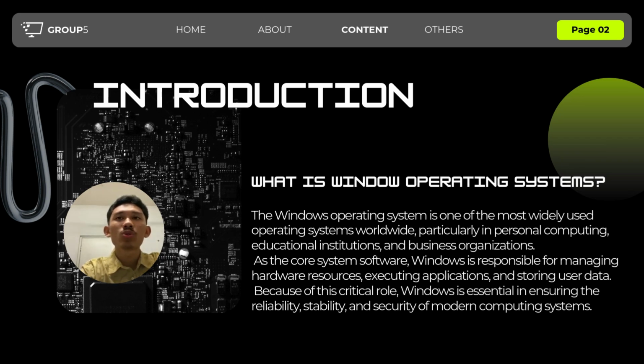So next we go to the introduction. What is actually the Windows operating system? The Windows operating system is one of the most widely used operating systems worldwide, particularly in personal computing, educational institutions, and business organizations. As the core system software, Windows is responsible for managing hardware resources, executing applications, and storing user data. Because of this critical role, Windows is essential in ensuring the reliability, stability, and security of modern computing systems.